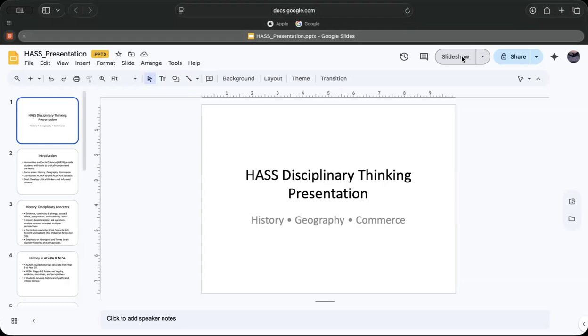Importantly, both ACARA and NESA now embed Aboriginal and Torres Strait Islander histories and cultures across curriculum priorities. This inclusion encourages students to understand and engage with First Nations perspectives, not as an add-on, but as a central voice in the Australian story. Ultimately, disciplinary thinking in history helps students make sense of how the past shapes the present. It encourages them to be reflective, critical, and informed citizens.